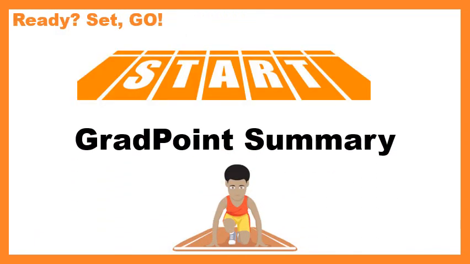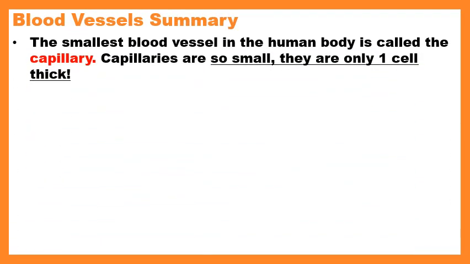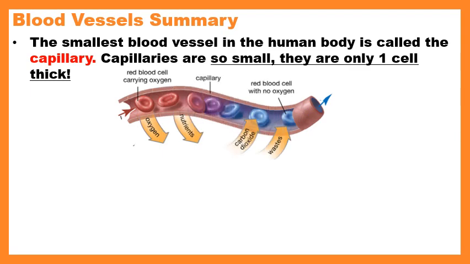Now moving on to our GradPoint summary. So again, this is a summary or outline of the most important points from your GradPoint reading. It isn't everything, but it's the information that's going to really help you try to answer those quiz questions. So yesterday we learned that the smallest blood vessel in the human body is called the capillary or capillary. It's tomato. It doesn't matter how you say it as long as you know what a capillary does. So capillaries are so small that they are only 1 cell thick. So they are not thick at all. Instead, they are very thin.